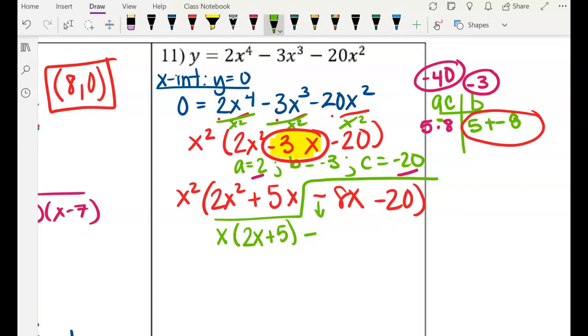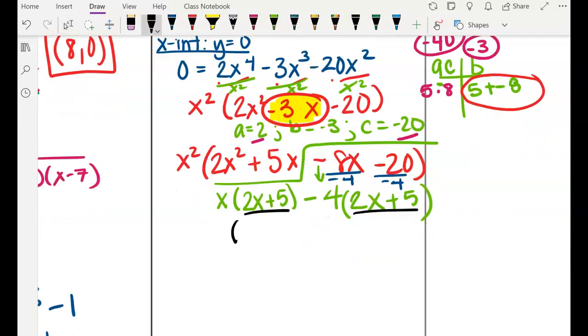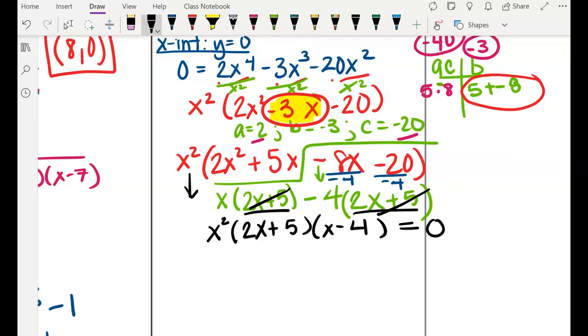8 and 20, definitely a 4 in common. In this case, I'm dividing by negative 4, as you can see. Divide this by negative 4. So that means negative 8x divided by negative 4 is positive 2x, okay? Negative 20 divided by negative 4 is positive 5. So this and that, those are identical. So that means we are good with our factoring. What's left is going to be x minus 4, but don't forget this is an x squared. Drop that down. And remember, we are still solving for the x-intercept, so set that equal to 0.